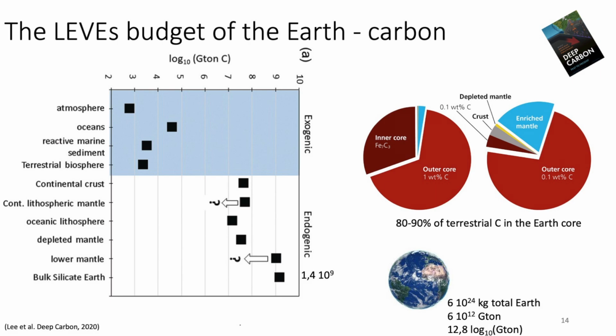Provided, a little caveat is that currently most of the carbon is located and stored in the core of the Earth. We don't have the exact carbon budget of the Earth. The concentration could range from 0.1 weight percent of carbon in the outer core to 1 weight percent, and in that case there could also be some carbon stored in the inner core. But there is really a huge reservoir of carbon within the Earth. The question is, is it available to the surface, and can it replenish the surface to make carbon available for life?